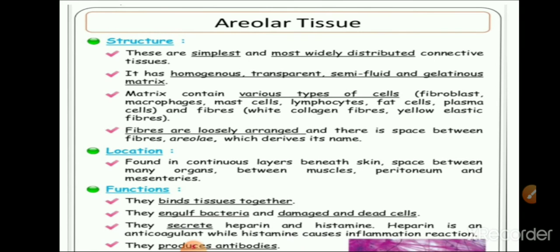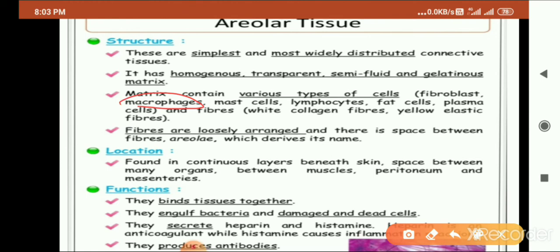Now we have the areolar tissue. These are the simplest and most widely distributed tissues which contain matrix. In the matrix, they contain the fibroblast cells and the macrophages. These are the cells which help to fight against the pathogens which enter into our body. Then we have the lymphocytes. Lymphocytes produce antibodies. There are two types of lymphocytes, B and T lymphocytes.